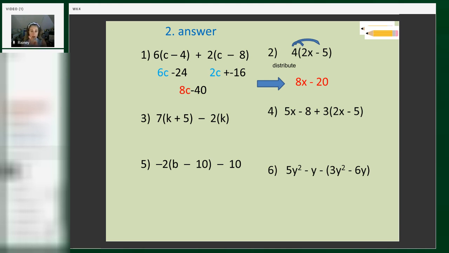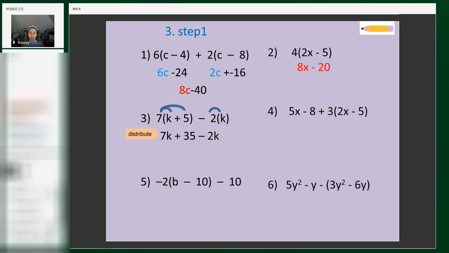We have to do the 7 and distributive property times everything inside that section up front. Write it underneath. Now 7K plus 35, plus 35 minus 2K. We're not finished. Always check, can we put like terms together by adding or subtracting? Watch your sign, catch your sign.